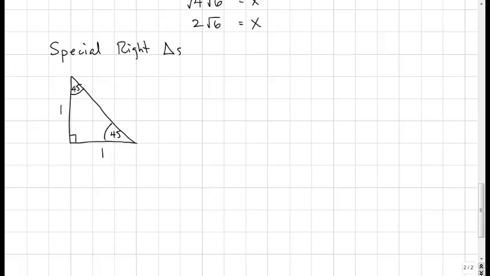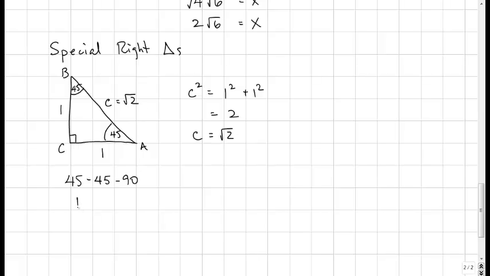And so sometimes this is referred to as a 45, 45, 90, or an isosceles right triangle, or it's sometimes referred to by the length of its sides. And again, we can use the Pythagorean theorem to find the length of the hypotenuse, c in this case. So c squared is equal to 1 squared plus 1 squared, which is just 1 plus 1, or 2, and therefore c is equal to root 2. And so sometimes this is referred to as a 1, 1, root 2 triangle.